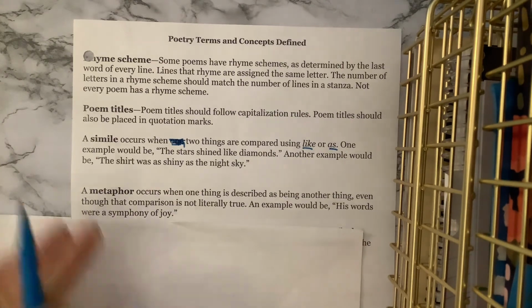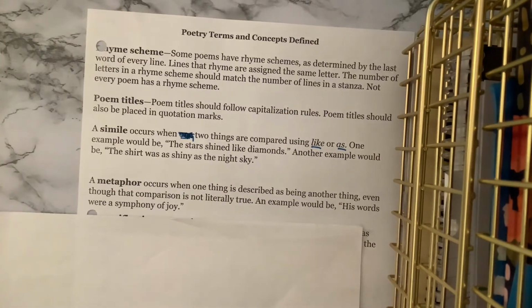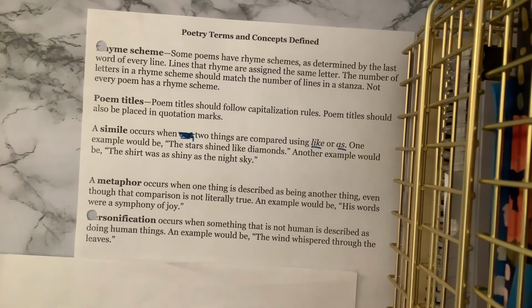A metaphor, though, is when you're comparing two things by saying it is the other thing, even though it's not literally true. So his words were a symphony of joy. It's not literally true, but it's comparing them, right? And we're getting an idea of how happy he must have been. Finally, personification. Personification occurs when something that is not human is described as doing human things. An example would be the wind whispered through the leaves. Wind can't whisper. Wind doesn't have a voice. So we're kind of giving it this human quality. Okay, but we can picture what that means, right? The whispering of the wind.